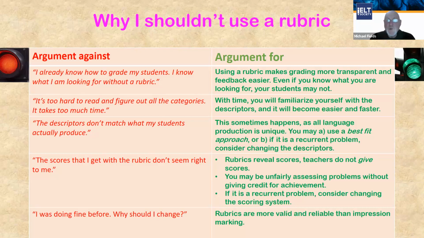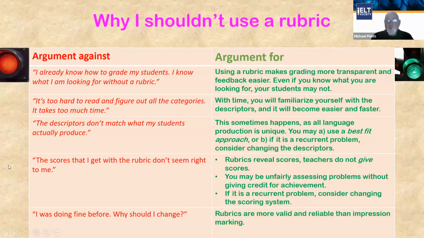The descriptors don't match what my students actually produce. That's very common: we have these general descriptors, but when we get the real performance, there are always things that don't fall neatly into any of those categories or don't really describe what the students produced. I think the solution to that is to use a best fit approach. So we don't have to match every descriptor exactly, but we have to find out which one is the best fit, not too high, not too low, right? And if it's always a problem, you might want to consider changing the descriptors based on what students are actually producing.